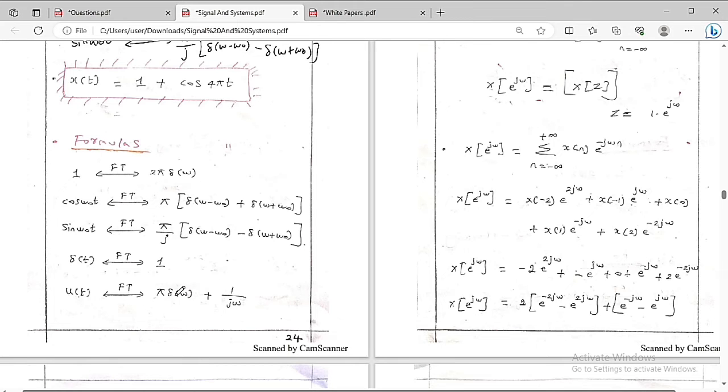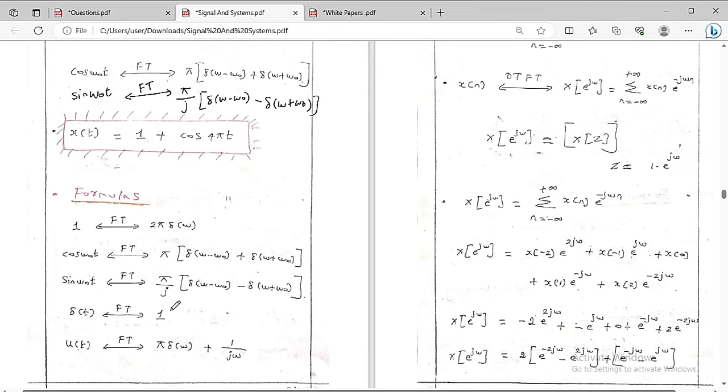So these formulas you always have to keep in mind, because most of the questions are going to be based on them. I request you to remember these formulas. Finally, for 1, the Fourier transform is 2 pi into delta of omega. For cos omega naught t, the Fourier transform is pi into delta of omega minus omega naught plus delta of omega plus omega naught. For sin omega naught t, the Fourier transform is pi by j into delta of omega minus omega naught minus delta of omega plus omega naught.